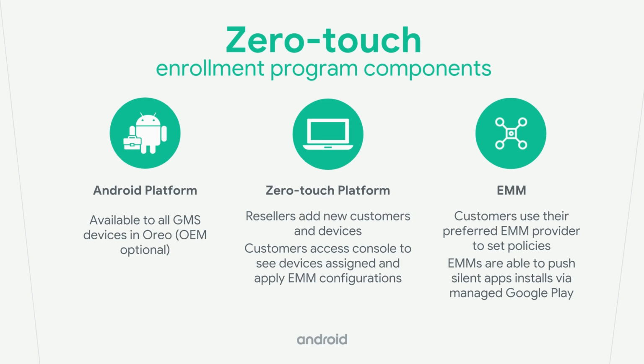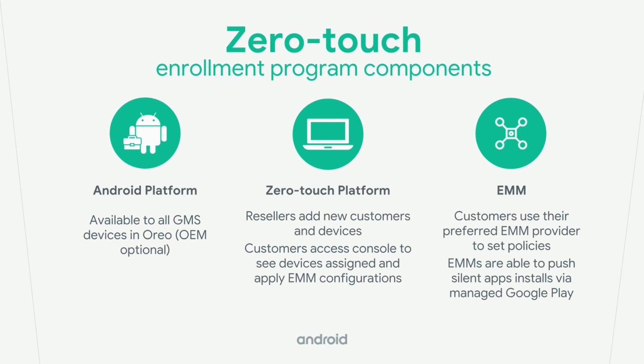So there's three major different elements of Zero Touch. The first one is the Android platform, and this is where Zero Touch can be optionally added to OEMs or device manufacturers' hardware when building a device on Oreo or above. This allows for that instant over-the-air enrollment, straight out of the box experience.